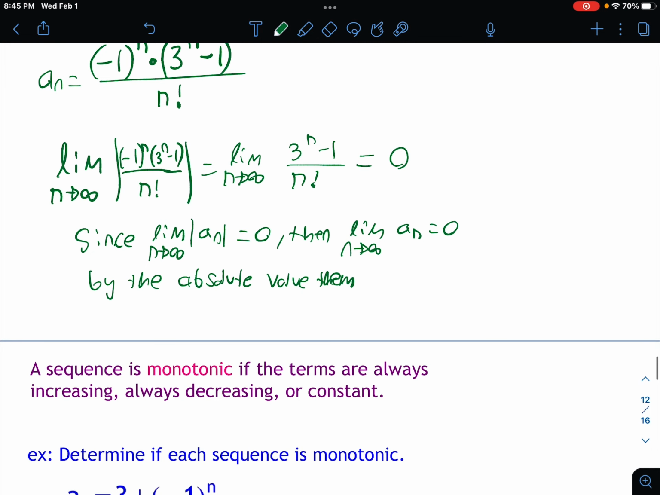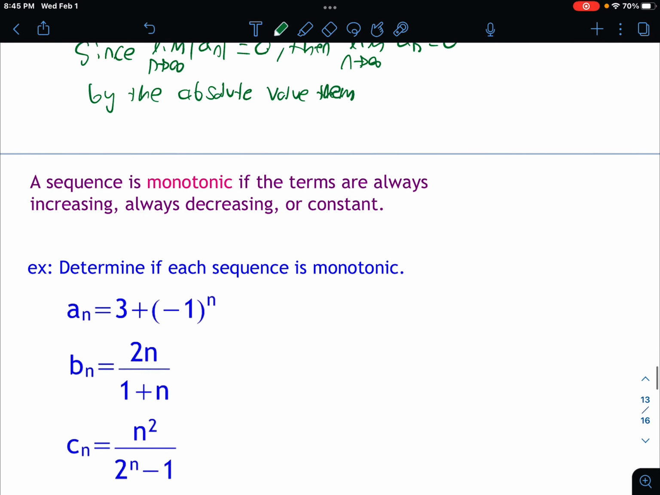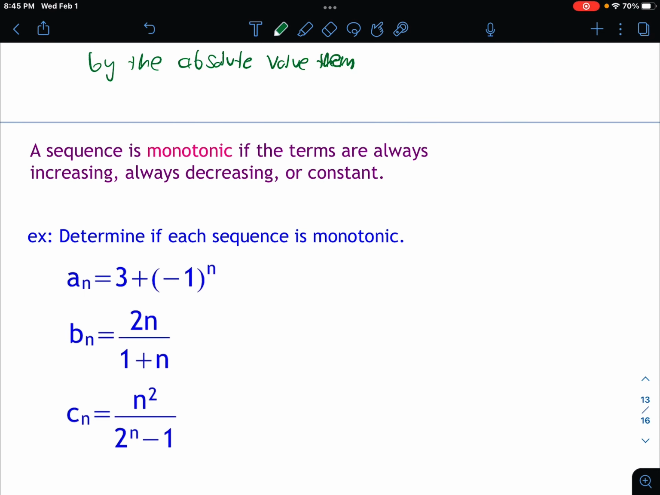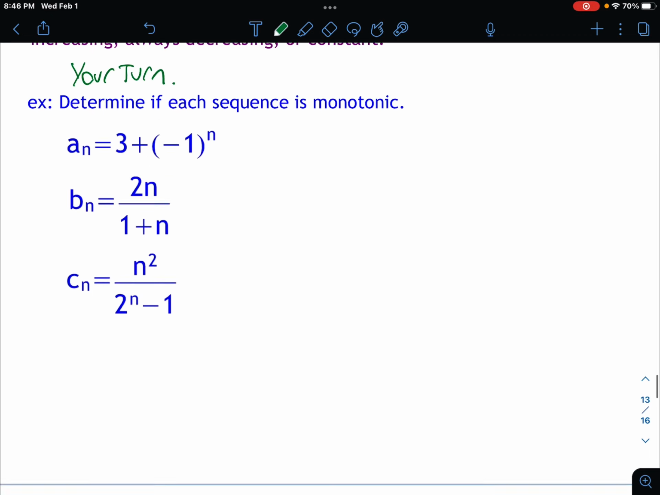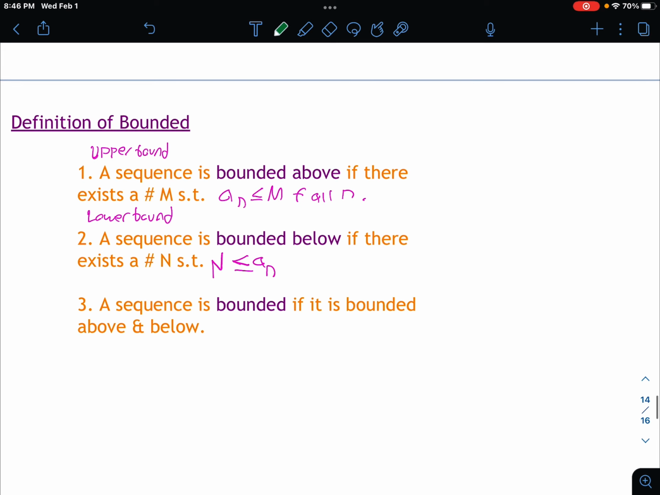All right, we're almost done, guys. This is the last part of it. First part says a sequence is monotonic if the terms are always increasing, always decreasing, or constant. I'm going to let you go ahead and plug in 1, plug in 2, plug in 3, plug in 4, and see if the numbers are always getting larger. If they aren't, then it's not monotonic. Please go ahead and take a moment and complete all of these. I'm sorry, this is taking longer than I thought. I thought we'd get through it quite fast.